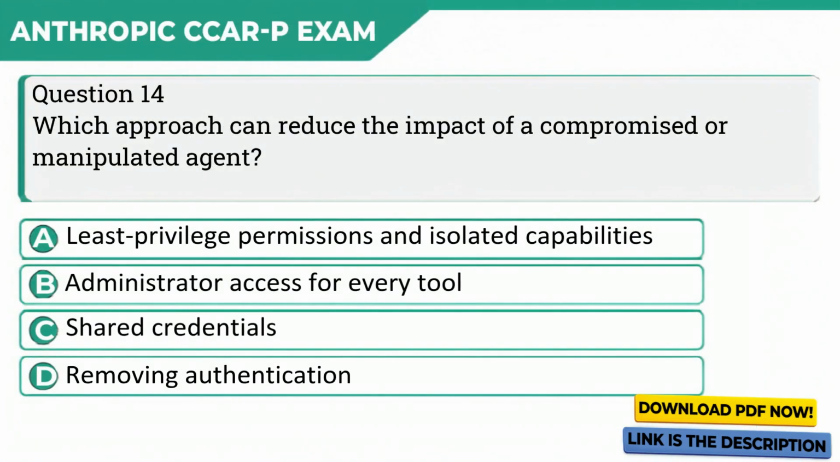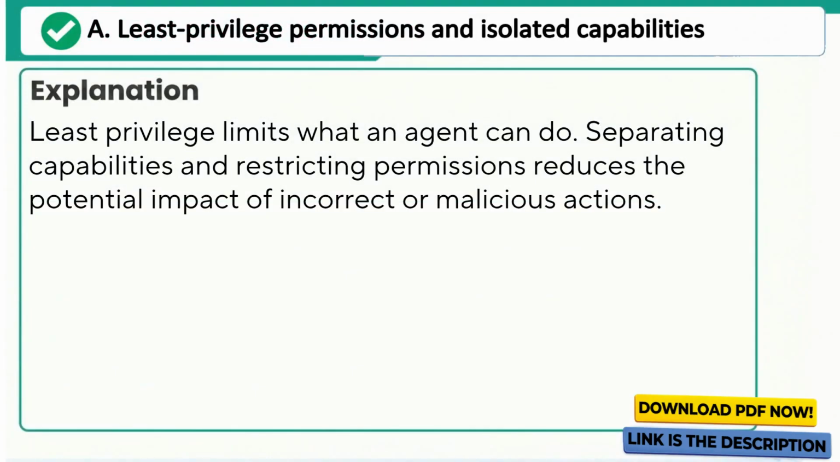Question 14. Which approach can reduce the impact of a compromised or manipulated agent? A. Least privilege permissions and isolated capabilities. B. Administrator access for every tool. C. Shared credentials. D. Removing authentication. Correct answer: A. Least privilege permissions and isolated capabilities.